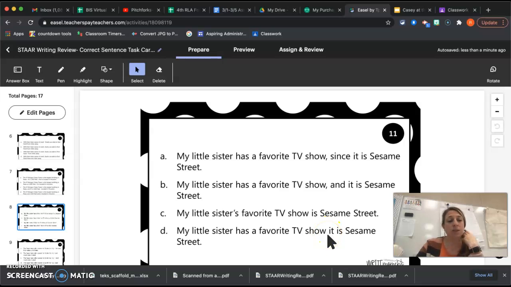So I'm going to let you do some practice with this. I just kind of wanted to talk about what a fragment is. A fragment sentence means it's incomplete. It doesn't have a subject or a predicate, one or the other. A run-on means it just keeps running on and on and on. And then we have what we call a simple sentence or a comma conjunction sentence.